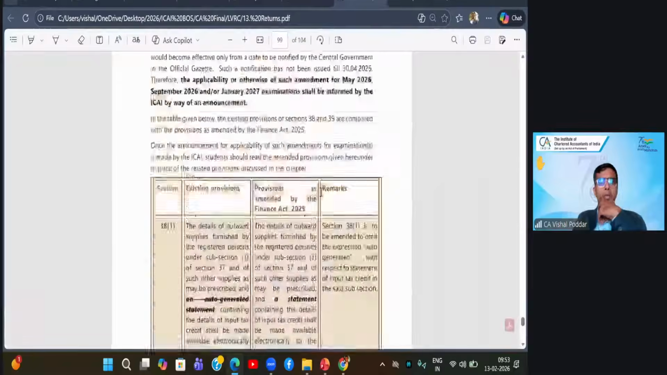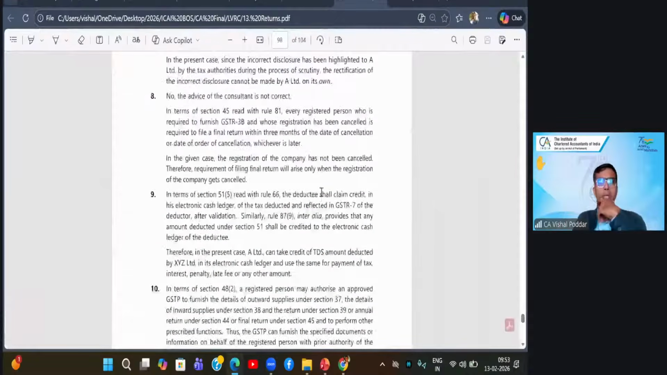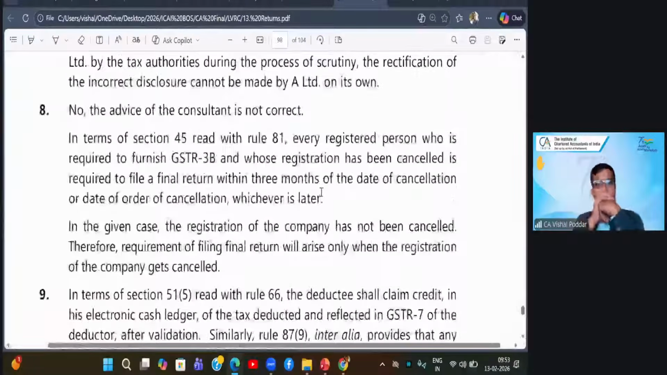I'll just directly go to that answer so that we get the theory part also. Please read. No, the advice of the consultant is not correct. Obviously, until and unless the officer cancels, till then the cancellation is not effective. Otherwise the advice is correct, but the practical challenge is the officer has not given you the cancellation order. Since the officer has not given the cancellation order, by default there is nothing left.